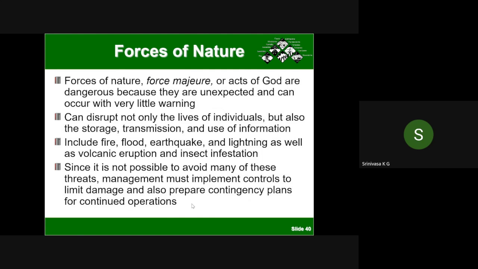Forces of nature, also called force majeure or acts of God, are dangerous because they are unexpected and can occur with very little warning, and can disrupt not only the lives of individuals but also the storage, transmission, and use of information. They include fire, flood, earthquake, lightning, as well as volcanic eruption and insect infestations. Since it is not possible to avoid many of these threats, management must implement controls to limit the damage and also prepare contingency plans for continued operations.